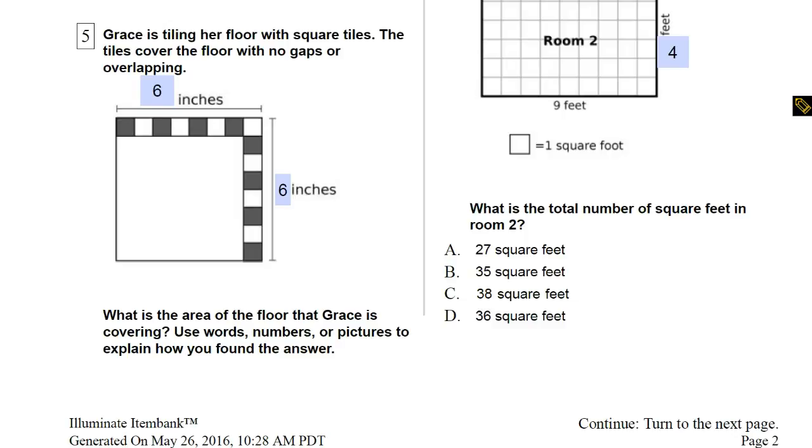Number 5, some of you guys got the answer 24. What you did was you actually added the sides. That's called the perimeter. She didn't want the perimeter. She wanted the area. And how do I know the area is? Area is length times width. So 6 times 6 is 36. And then just explain how you got it. Just say I multiplied the length, which was 6, times the width, which was also 6 inches, and I got 36.